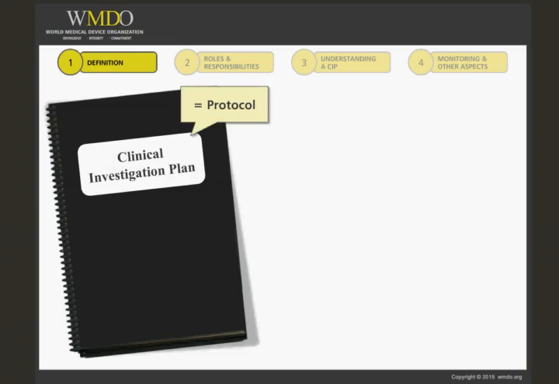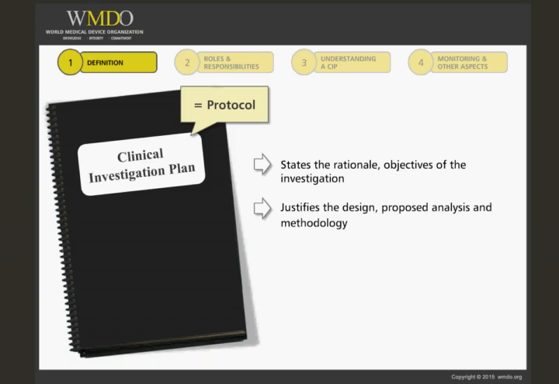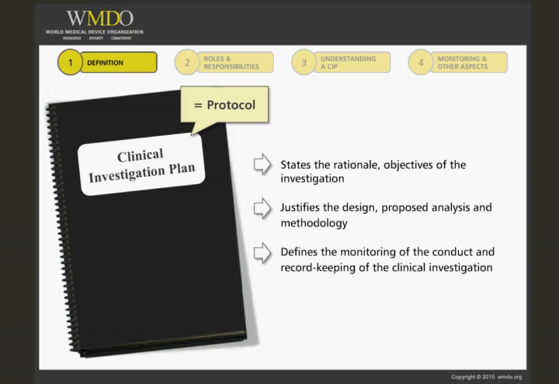A clinical investigation plan is a document that outlines the reason why we conduct a clinical investigation, defines the objectives we want to reach by conducting the clinical investigation, and how we want to reach these by defining and justifying the design, the proposed analysis, methodology, and verification methods, mostly done through monitoring of the conduct and accurate record-keeping of the clinical investigation. There are many other terminologies you will hear through this course and any subsequent courses.